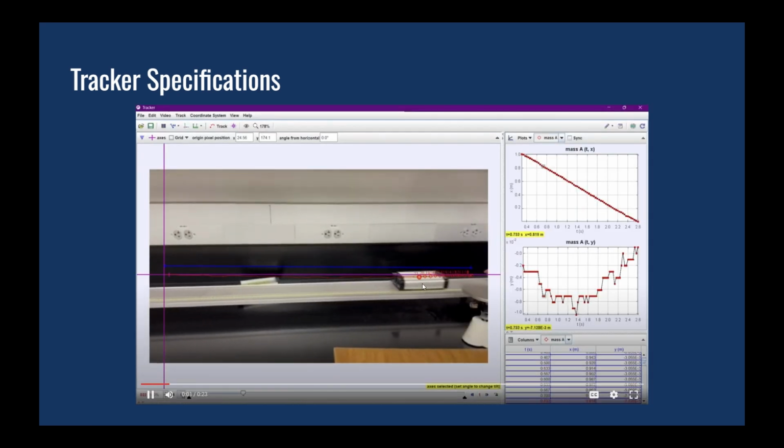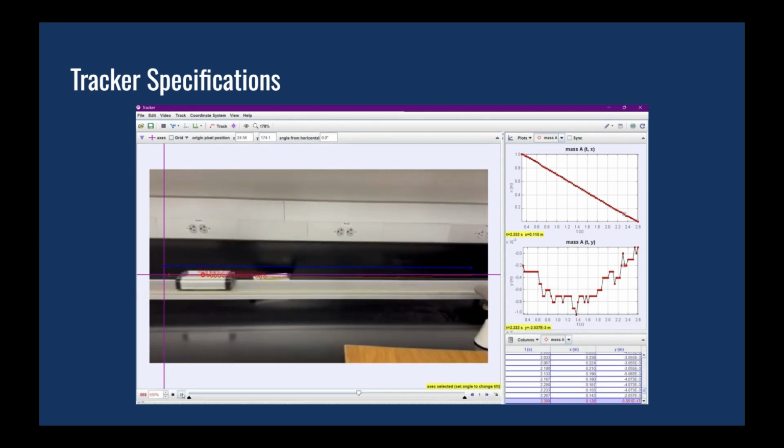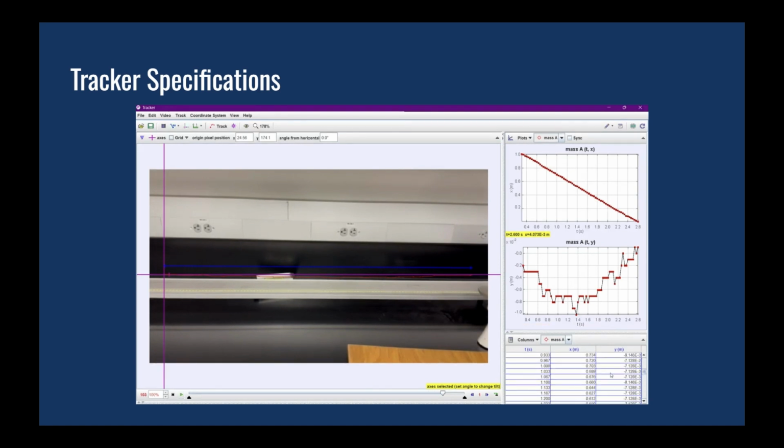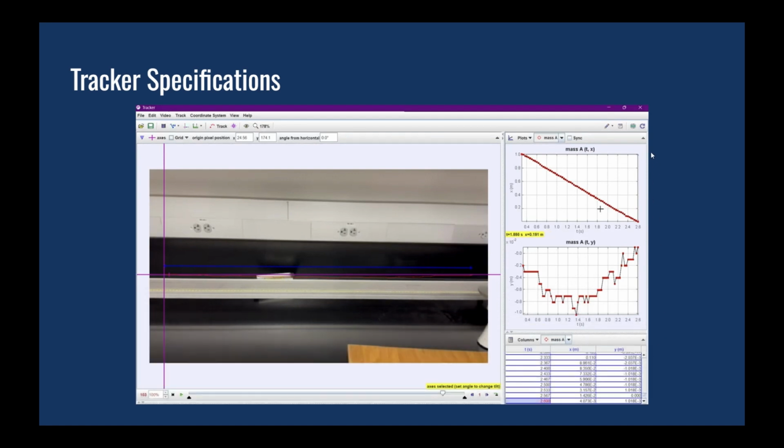So this is the video of my object sliding in Tracker. I marked every point on the center of the glider sliding across the linear air track, and on the right side you can see the time versus the position, and also the graph of the time versus the position.